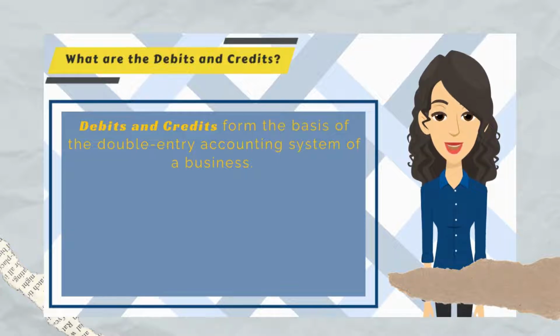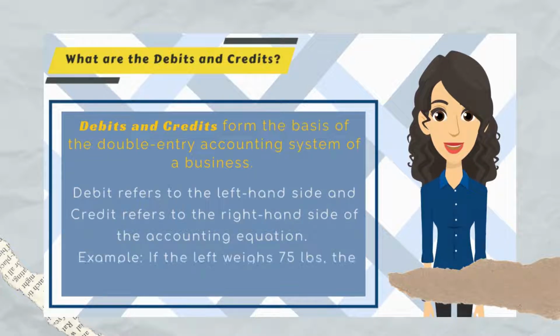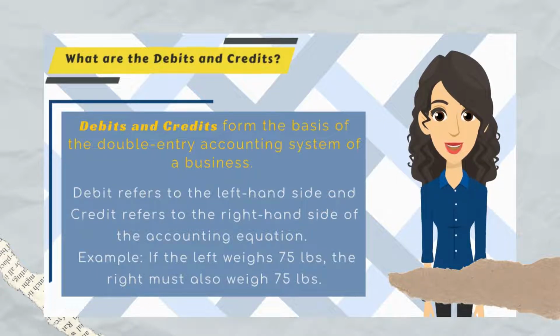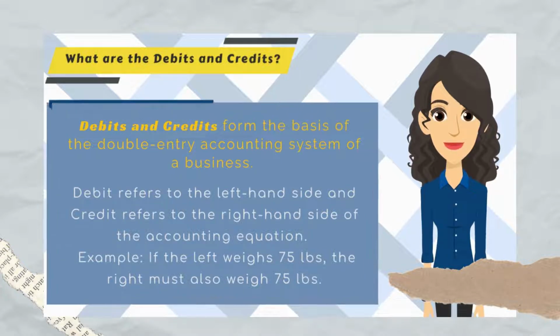The rules of debit and credit in accounting. The term debit refers to the left-hand side and credit refers to the right-hand side of the accounting equation. If the left weighs 75 pounds, the right must also weigh 75 pounds. There could be no instance where the left is heavier than the right and vice versa. If it happens to be a seesaw, it is in a state of equilibrium.